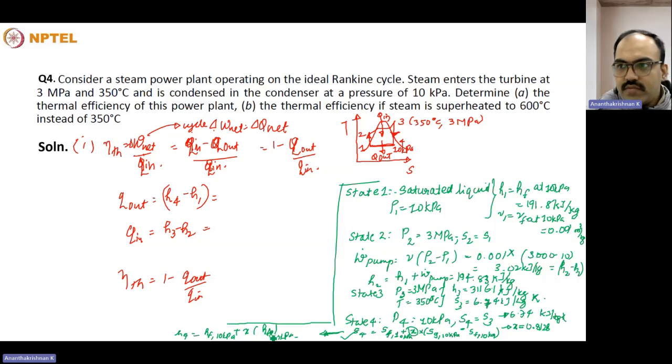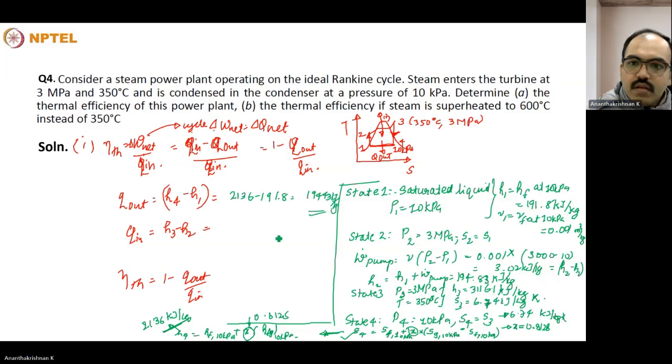So HFG will be equal to H saturated gas minus H saturated fluid at 10 kilopascal. We know the value of X, that is 0.8128. So we'll get H4 as 2136 kilojoule per kilogram. We plug in the values here. So H4 minus H1 will be 2136 minus, we already got H1, 191.8. The value will be 1944.3 kilojoule per kilogram. The heat input in the boiler will be H3 minus H2.